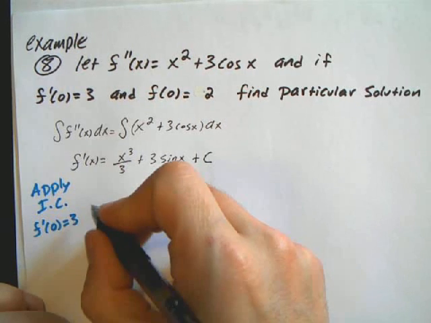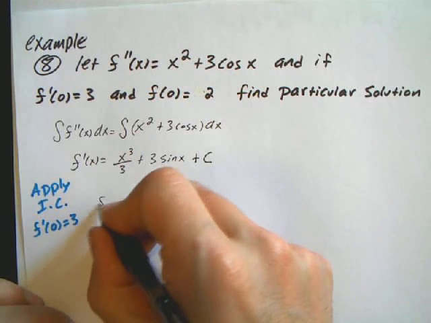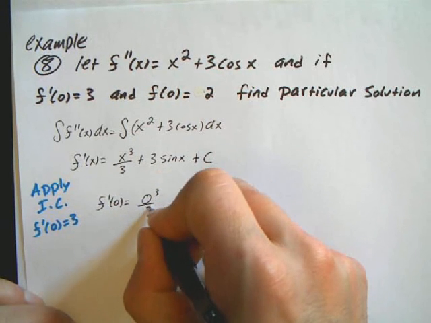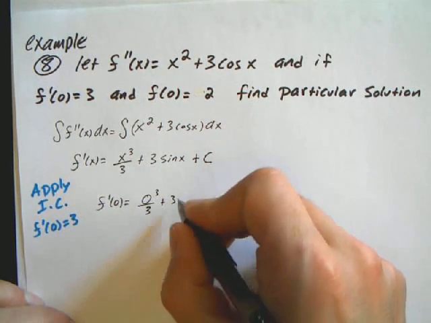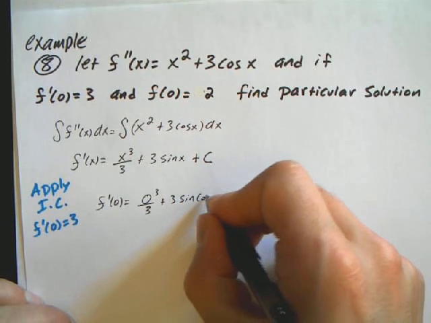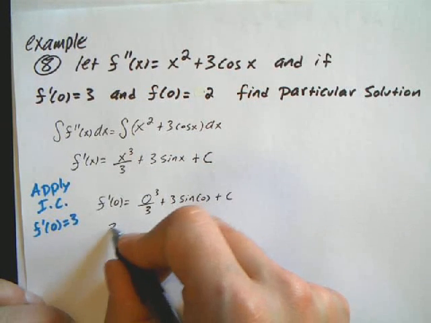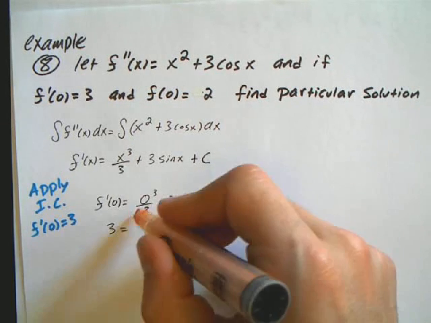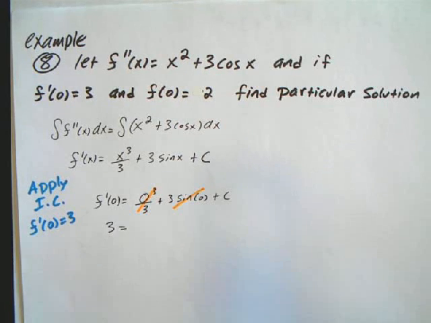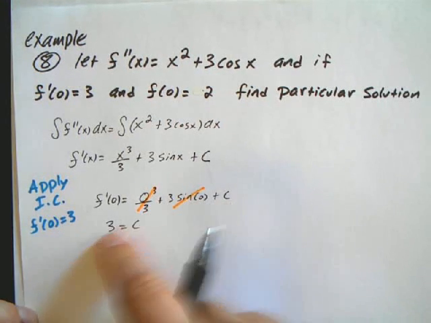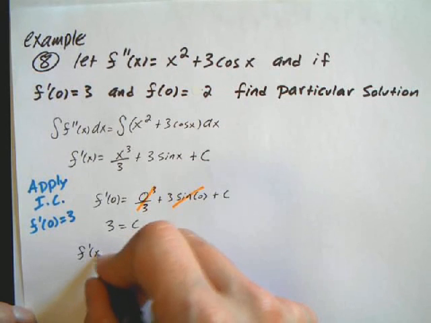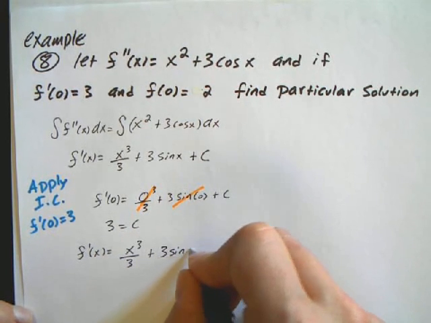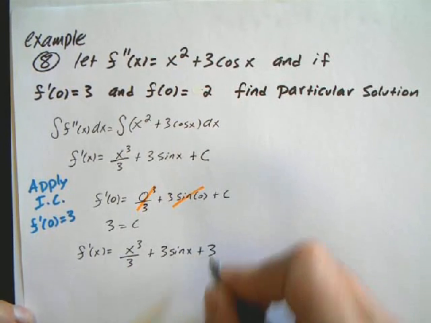So when I take f prime of 0, that's plugging in 0 into this, so 0 cubed over 3 plus 3 sine of 0 plus c. That's all going to equal 3. Well, this becomes 0. This is also 0. So really all I have left over is c is equal to 3. So f prime is x to the third all over 3 plus 3 sine of x plus 3.